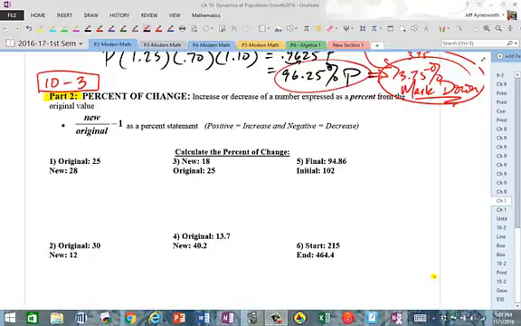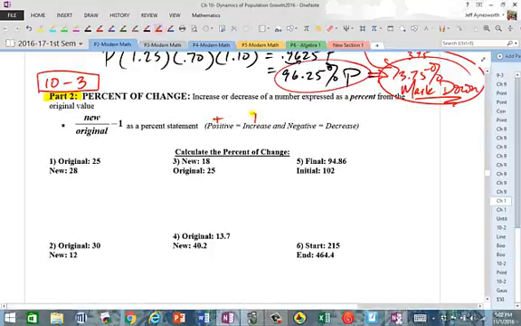It is done pretty simply by taking the new value divided by the original value minus 1, where 1 could be represented as 100%. New divided by original will give you a decimal, which we can convert to a percent, and then we subtract 1 from it. If it's positive, it's an increase. If it's negative, it's a decrease. So remember, it's new divided by original minus 1, as a percent. There's our main formula, our key, and what we're going to apply.